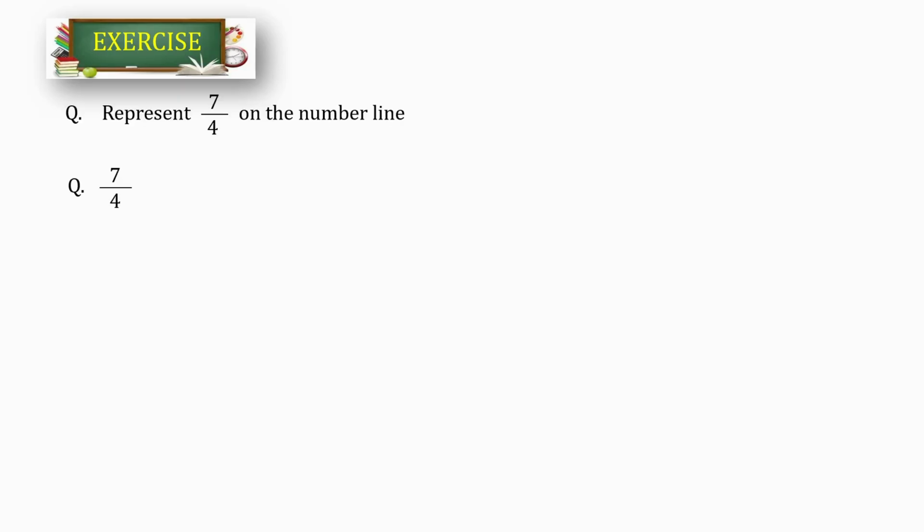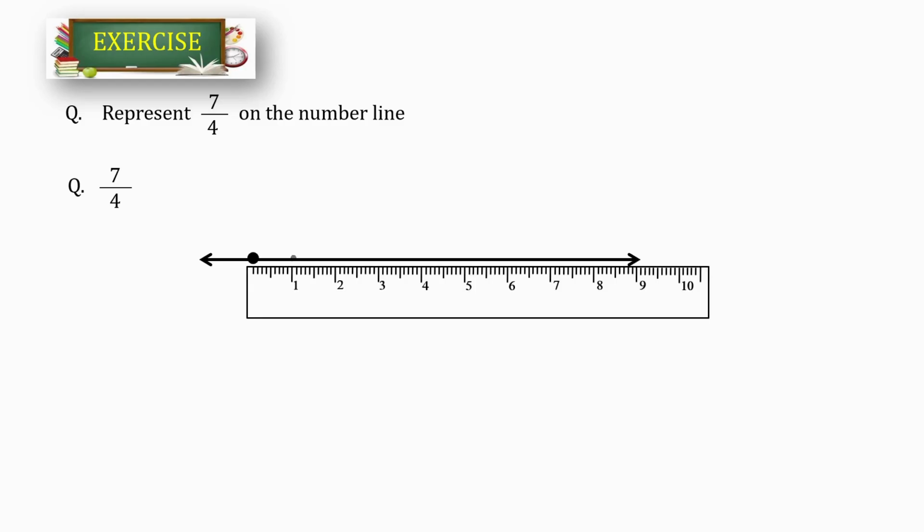Now let's represent 7 by 4 on the number line. So first we need to draw a number line.